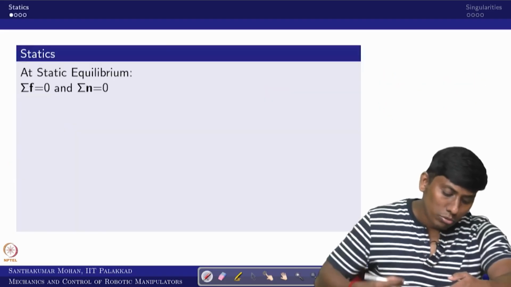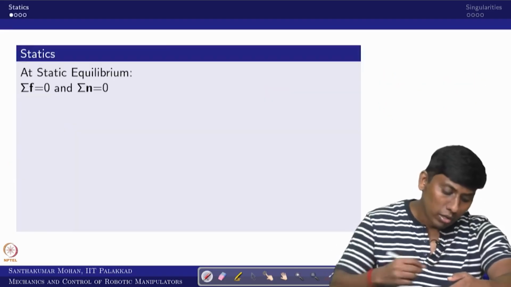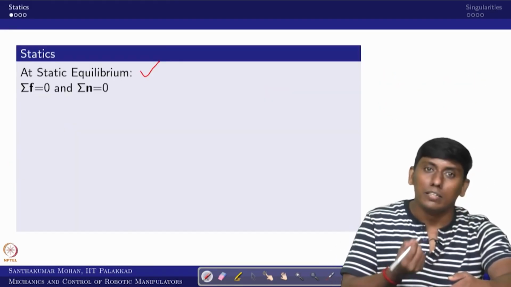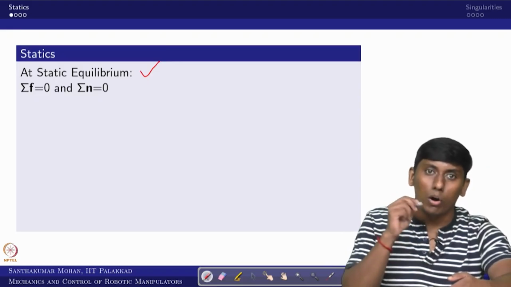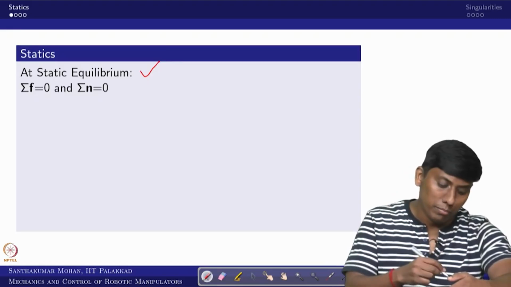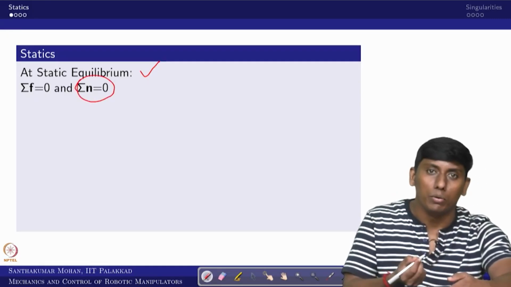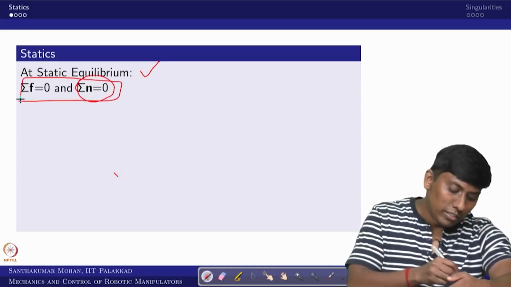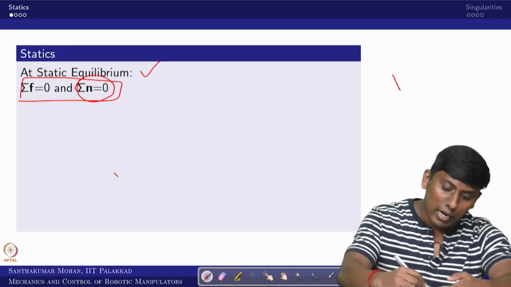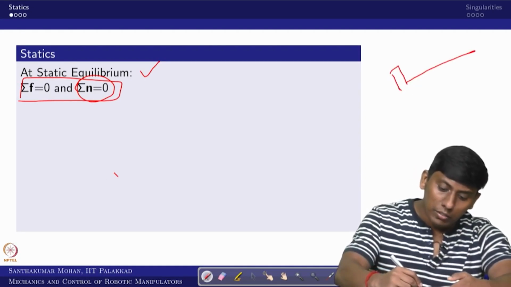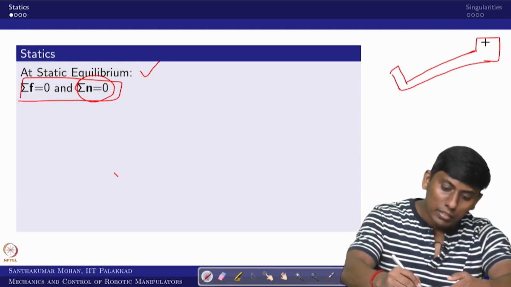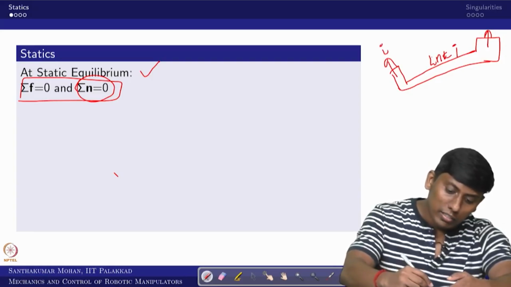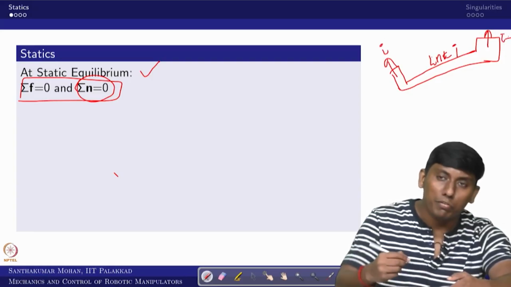Let us move to the static case. You all know static equilibrium means the sum of all forces would be 0. Similarly, the sum of all moments would be 0. Now if these two conditions exist, I take a random link, which I call link i. This is the ith frame and this is the i plus 1 frame.